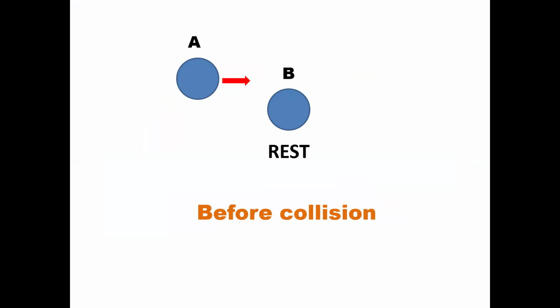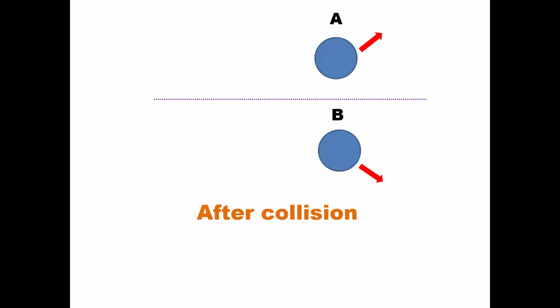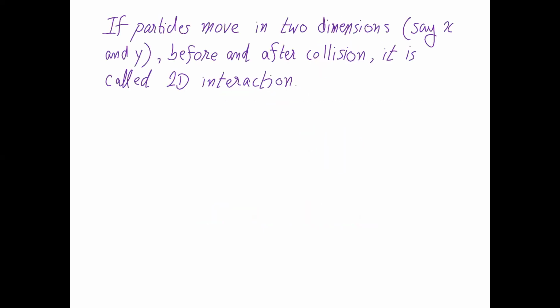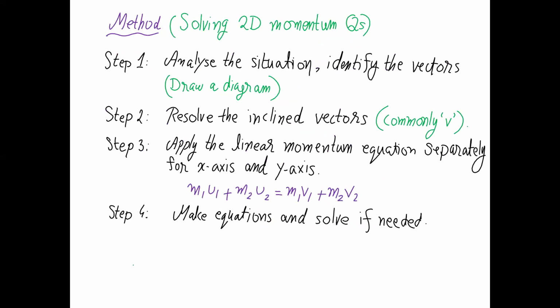Look at ball A going to hit ball B. After the collision they go in this way. Carom board is the best example if you have a taste of playing that or if you have seen it. Now the two balls, the two discs, move in other directions. It is called 2D. So if particles move in two dimensions, say x and y, before and after collision, it is called 2D interaction.